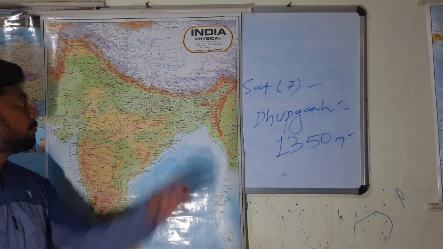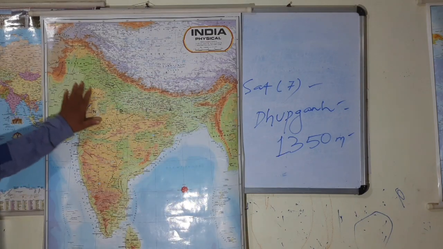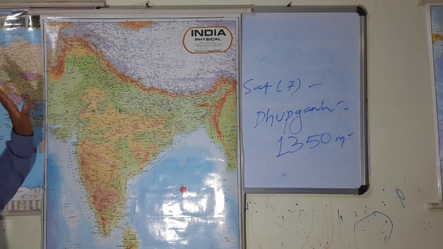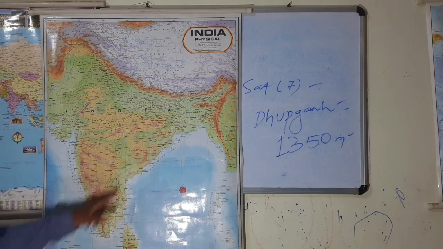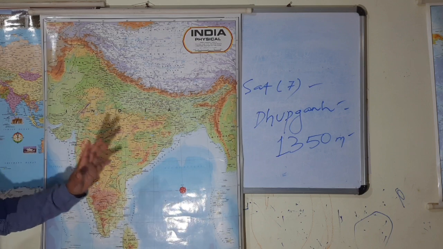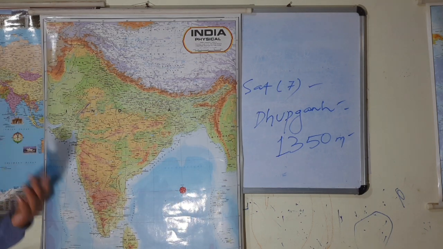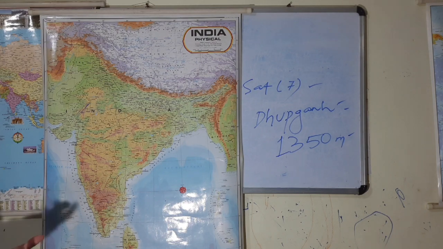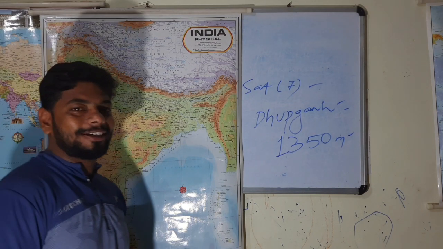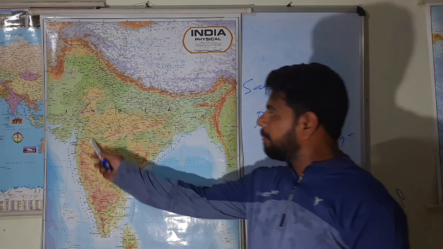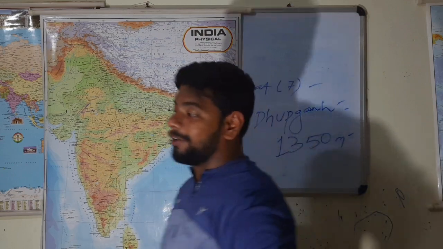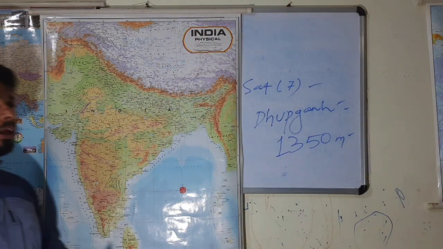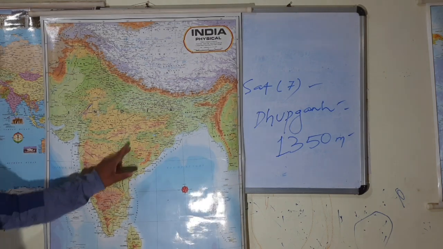How much have we finished? We have finished mainly the central part. Our journey is now on the peninsular plateaus. Another very important plateau is the Deccan plateaus. We have to know in detail about the Deccan plateaus.